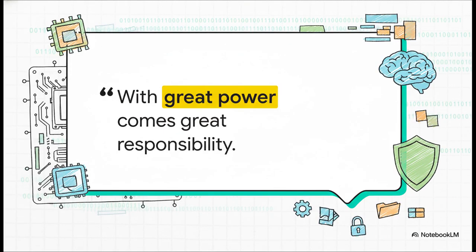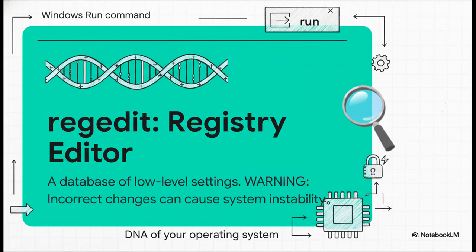All right, before we get to the last command, the most powerful one we're going to talk about in this explainer, just a quick heads up, a word of caution. We're about to step into the absolute core of the Windows operating system. This command is regedit. It opens the Registry Editor. The best way to think about this is like the DNA of your entire operating system. It holds the low-level settings for, well, for everything. You can make incredibly powerful changes in here, but, and this is a big but, making the wrong change can cause very, very serious problems.